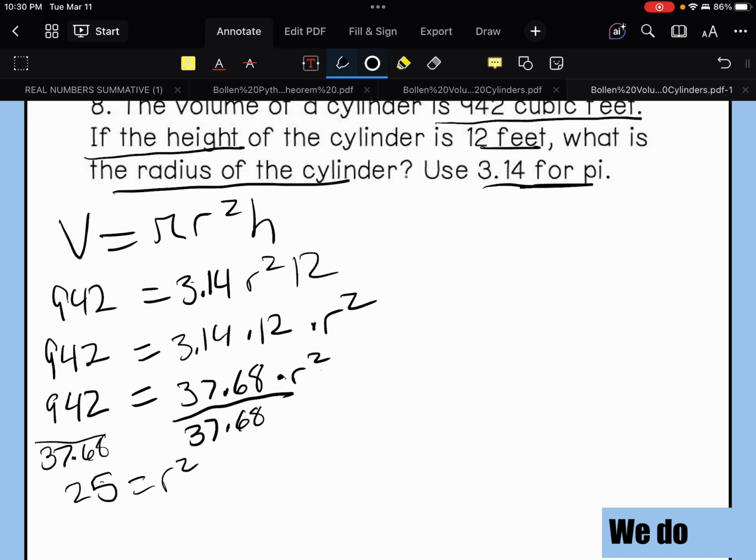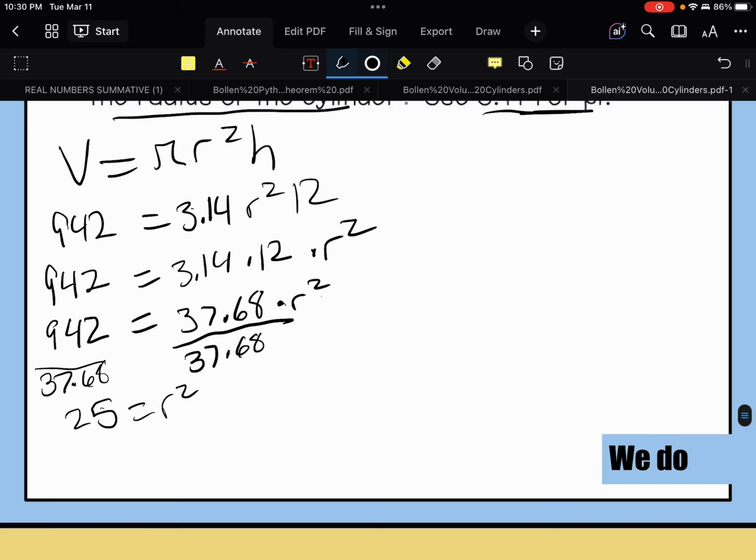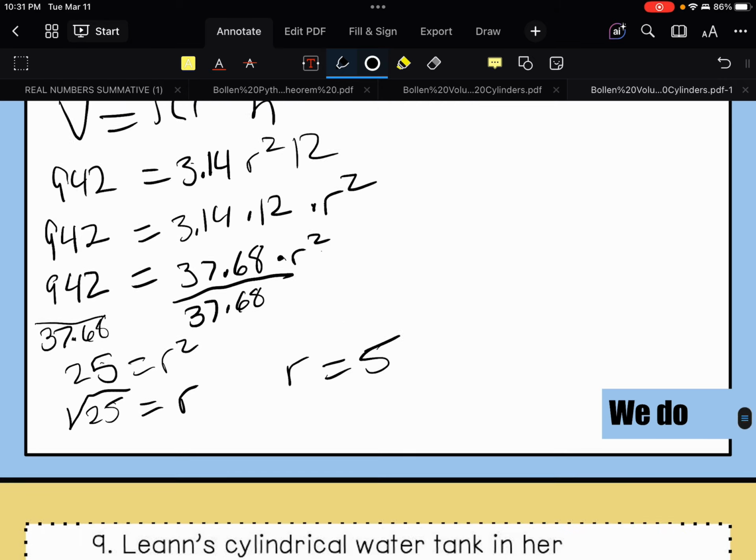or you're trying to find the square root of 25 would equal r. So in this case, the r is equal to 5. So it's long and it can be a little complicated, but I promise you, you can do it. And if you just apply your formula, you will be able to do it.